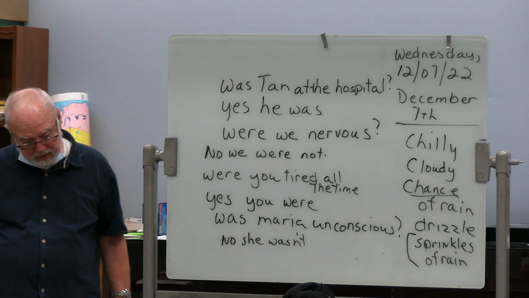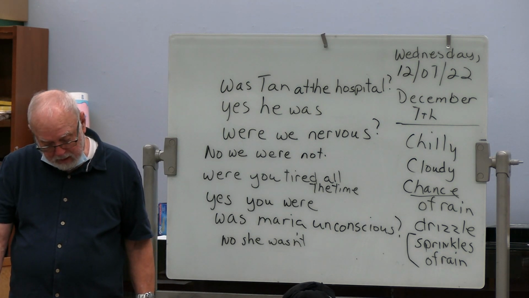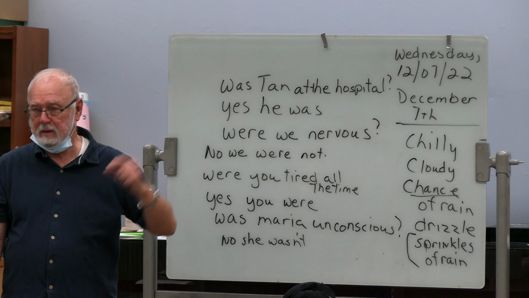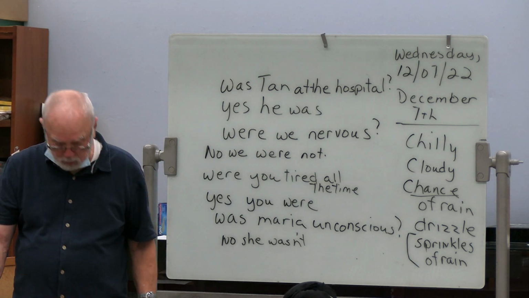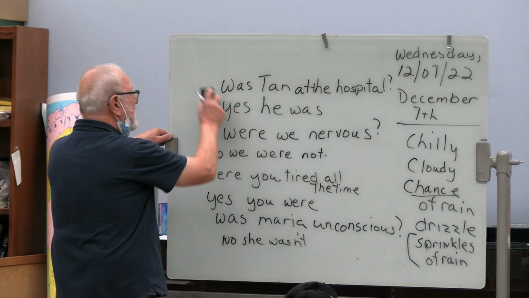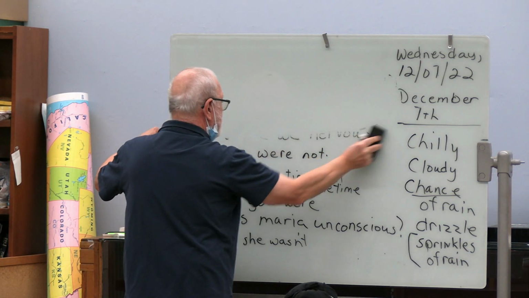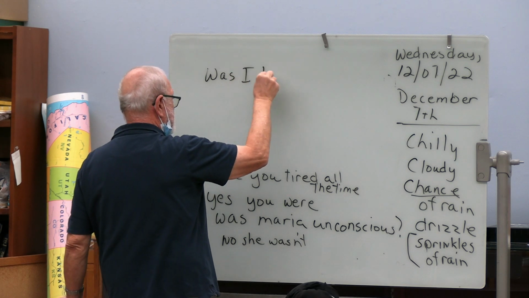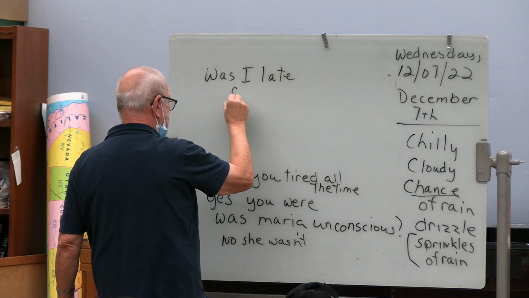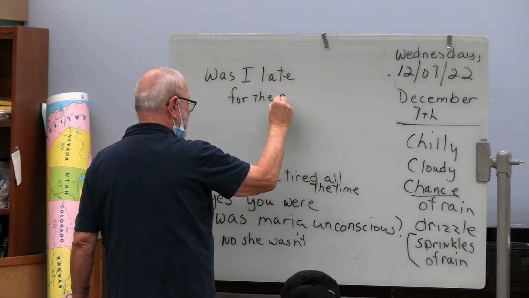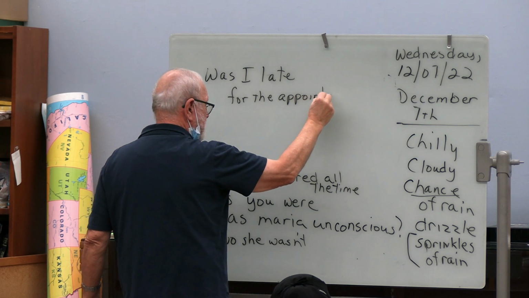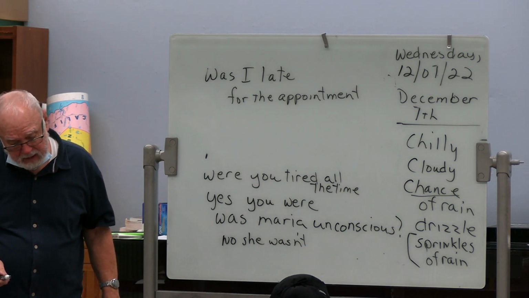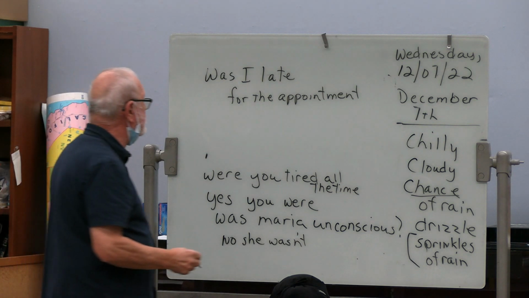Okay. Number 5, Jamil. We were late for the appointments. I want you to use the I. Was I late for the appointment? And of course, what's the answer to that one? Yes, you were. Yes, I was.